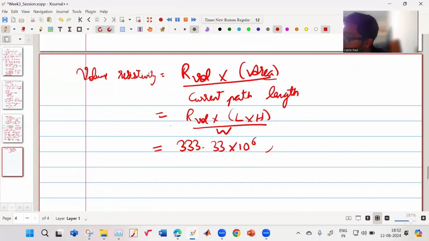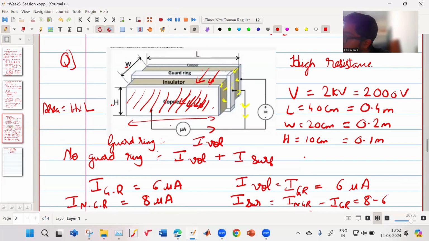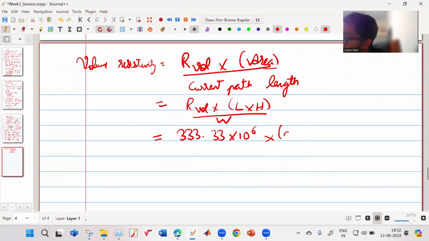So 10 to the power 6. Your length is 0.4, your height is 0.1, and your width is 0.2. So this is 0.4 into 0.1 divided by 0.2. So what is this value?